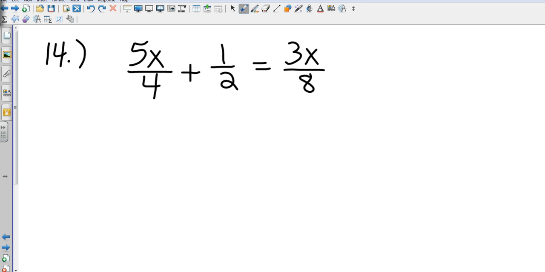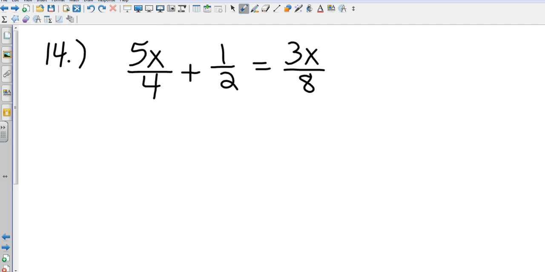Okay. Number 14. I need to set up a proportion. The problem is I have two fractions on this side. I need it to be one fraction. Okay, so I'm going to ignore the 3x over 8 for now, and I'm going to put the two fractions on the left-hand side together to make one fraction. To do that, how am I going to add fractions together? Braden? I need common denominators.